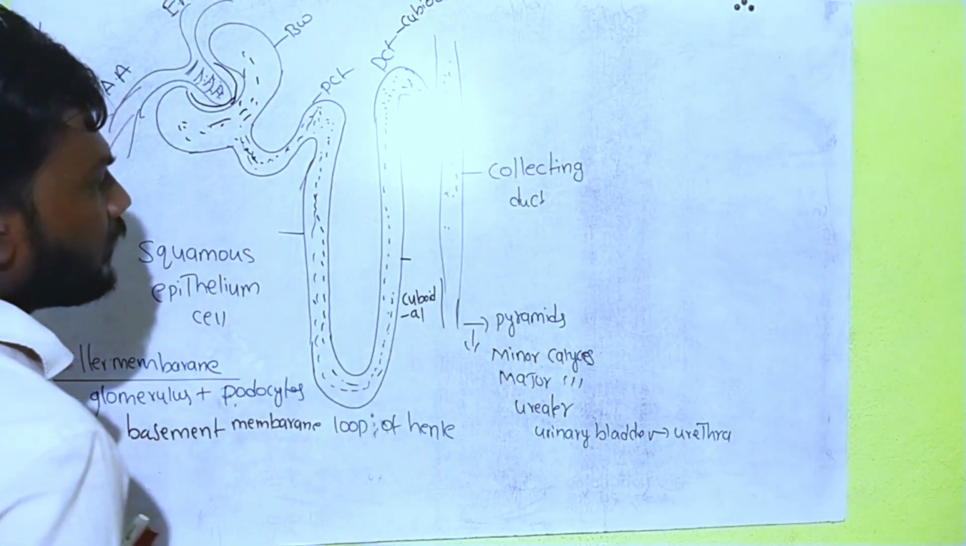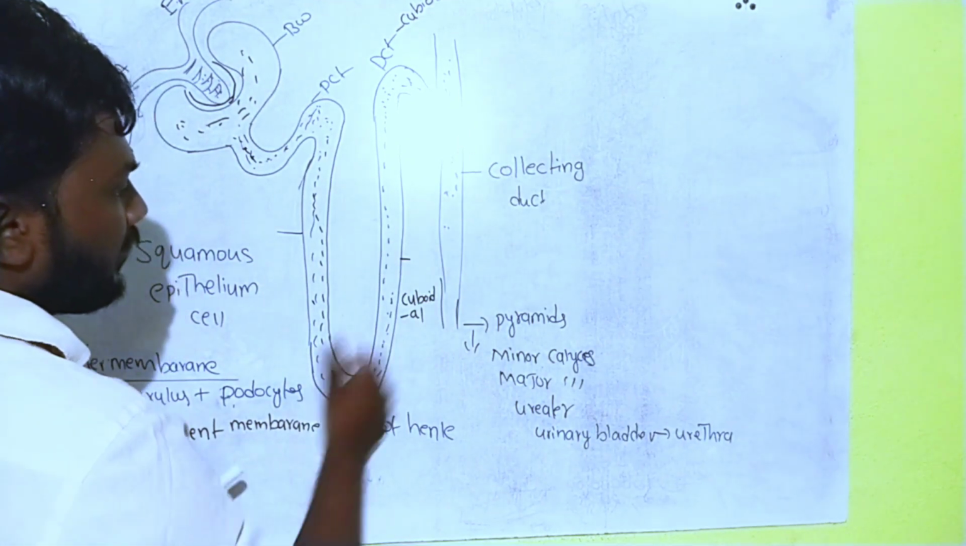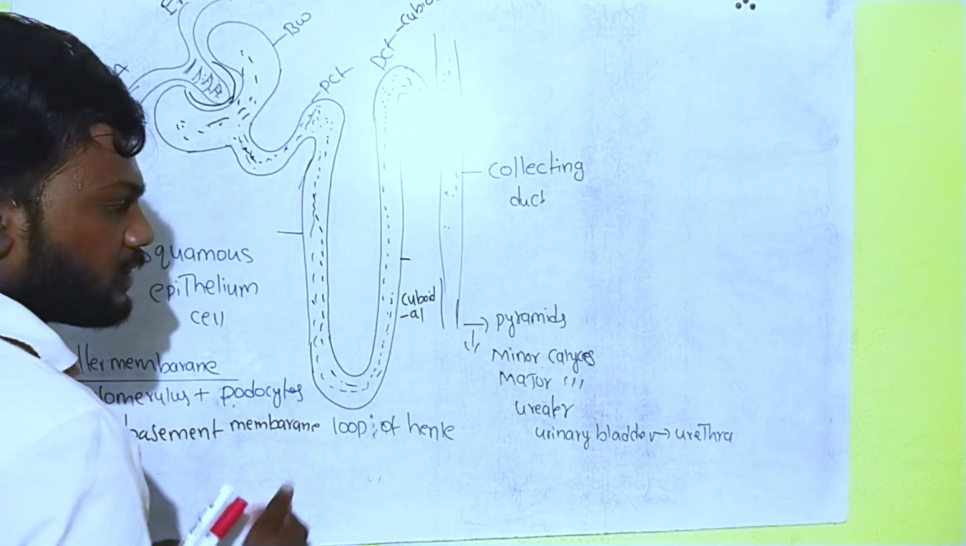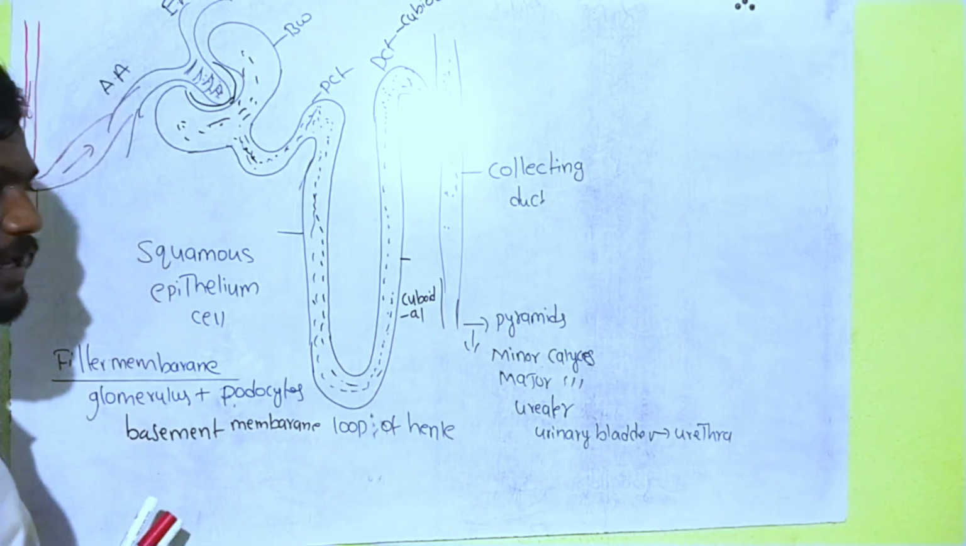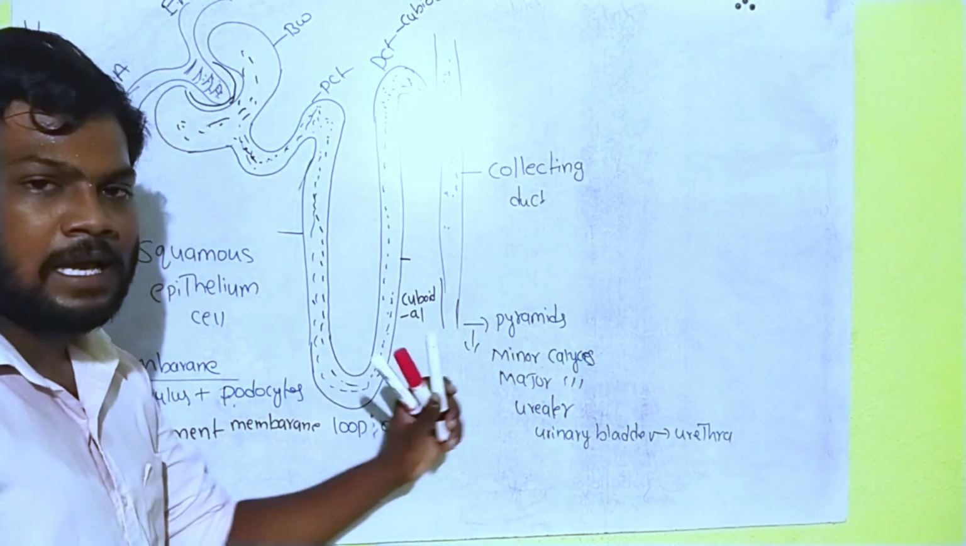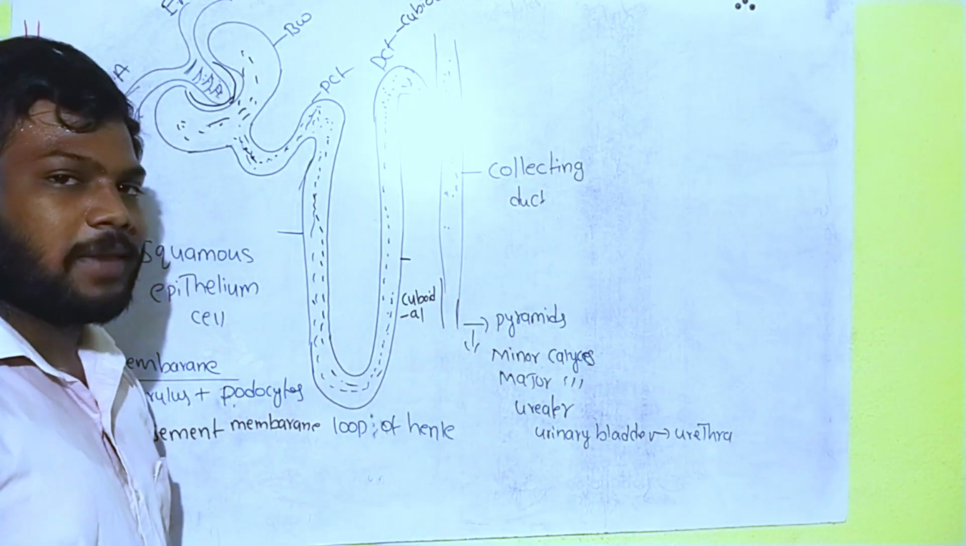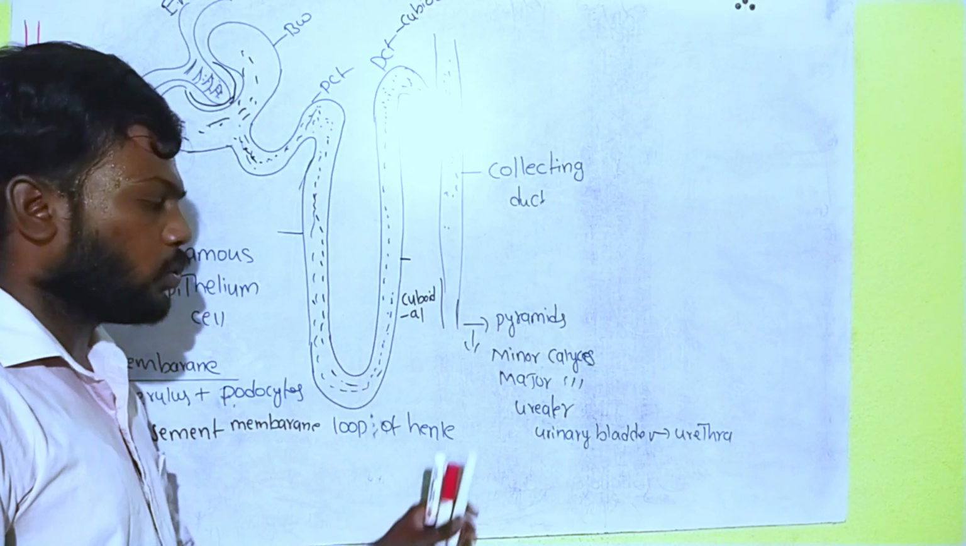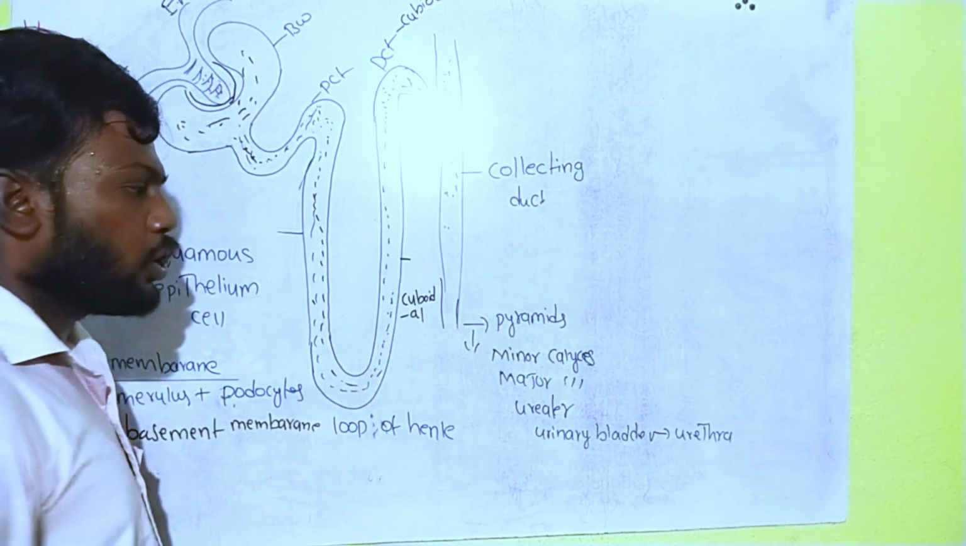Finally the primary urine goes to the collecting duct, where we call it urine. The collecting duct opens into the pyramids. The pyramids' secretion is collected by the minor calyces. Minor calyces go to the major calyces. Major calyces to the ureter. Ureter to the urinary bladder.